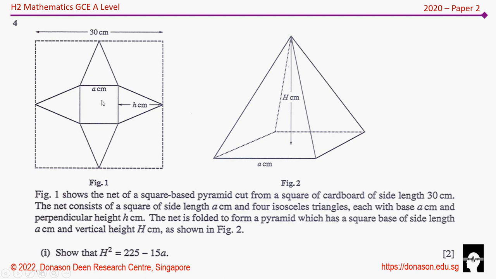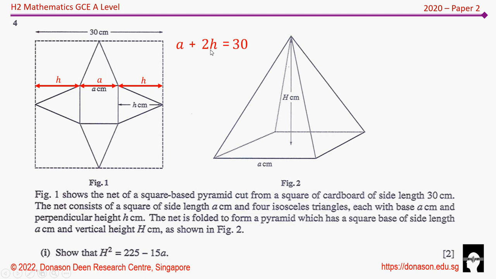Let us look at this diagram. The height of this isosceles triangle is small h, and this length is a. If you add up the h, a, and the h together, it should equal 30 cm. So let's form the first equation: a plus h and h, which is 2h, equals 30 cm. If you look at what we need to prove, it does not have small h.